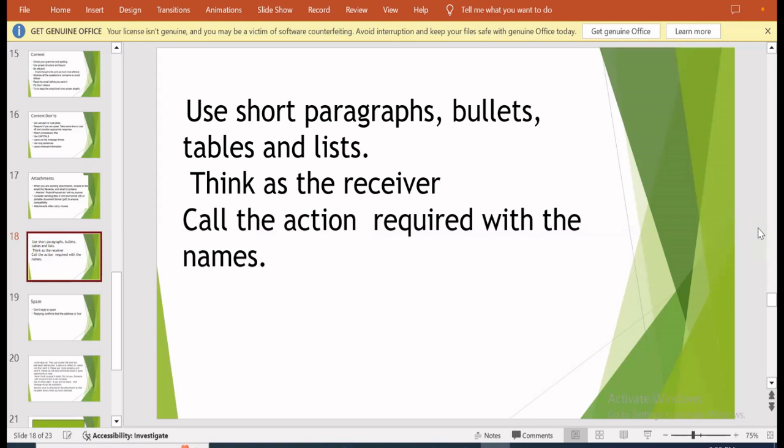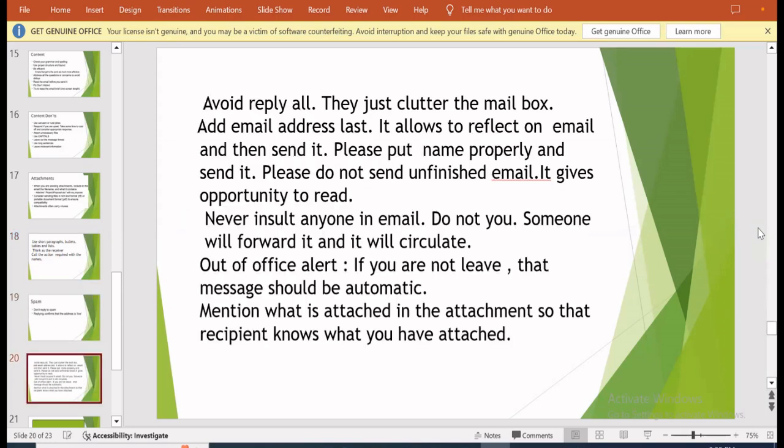And you will call out the action required with the names. If you find that you are sending this email and there is a requirement of action, you will properly mention it. So this is the message to be conveyed.